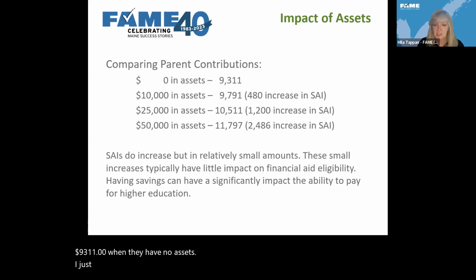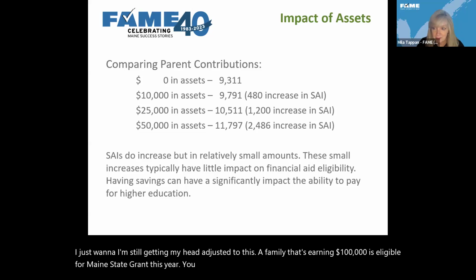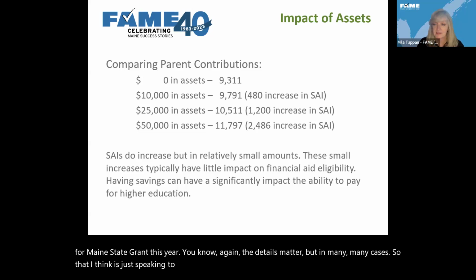I'm still getting my head adjusted to this. A family that's earning $100,000 is eligible for Maine State Grant this year. Again, the details matter, but in many, many cases. So that, I think, is just speaking to how much lower SAIs are than EFCs were.